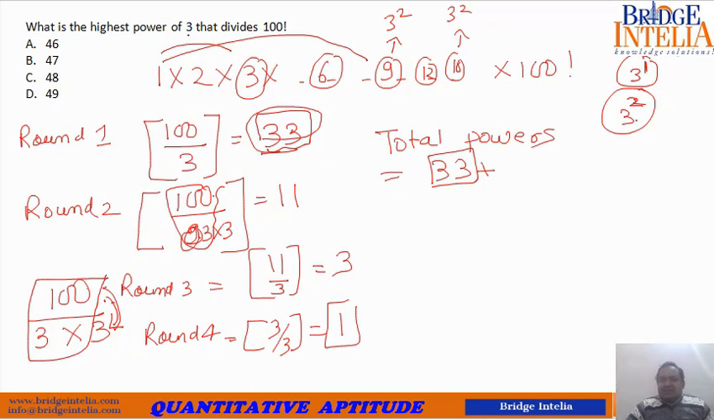Now what do I do? I keep on dividing this 33 by 3. So 33 by 3, 11. 11 by 3, ignoring the decimal part, 3. 3 divided by 3, 1. 1 divided by 3, meaningless because it is 0 point something. You have to ignore it. So total powers 48.